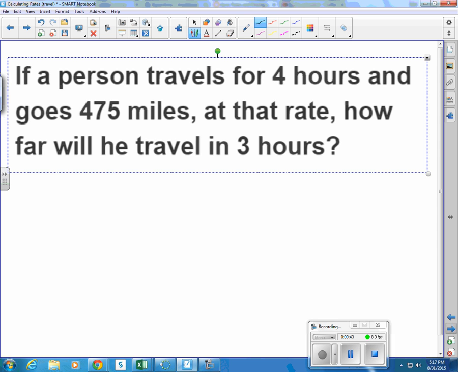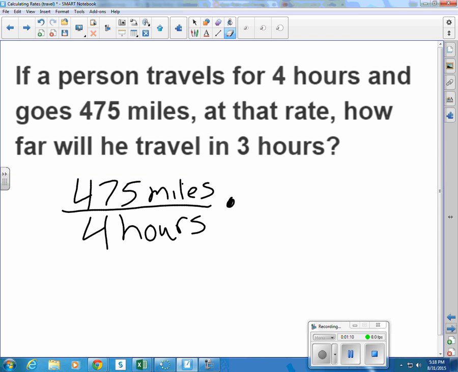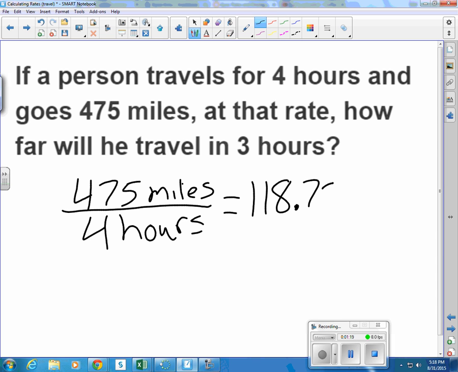If a person travels for 4 hours and goes 475 miles, at that rate, how far will he travel in 3 hours? Well, if I want to know miles per hour, I do 475 miles in 4 hours. The units on that would be miles per hour. That number turns out to be 118.75 miles per hour.